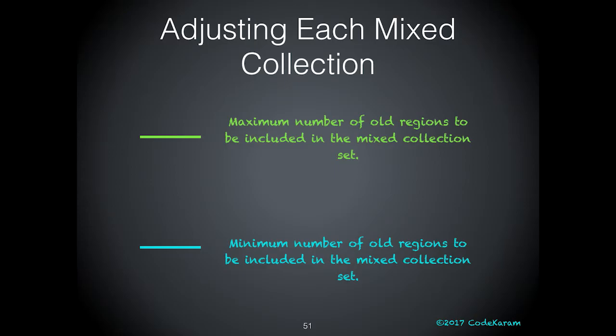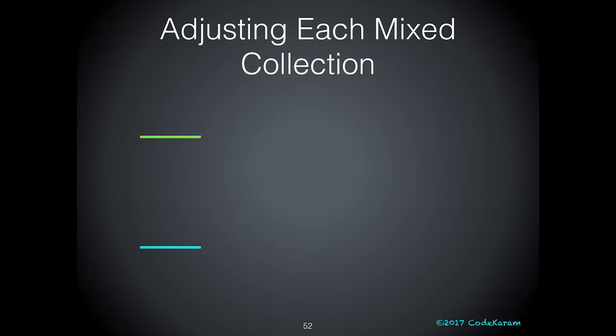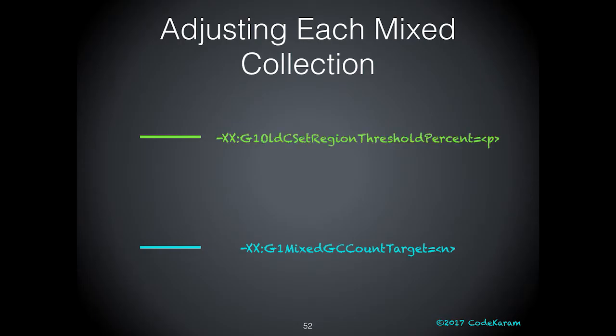You could do that. So the options for those two: the first one is governed by G1MixedGCCountTarget, and the second one is G1OldCSetRegionThresholdPercent. So instead of saying mixed CSet, it's saying old CSet. It's the same thing, because basically it's controlling how many old regions are in your collection set. Simple, maximum threshold, all right? Now moving on.